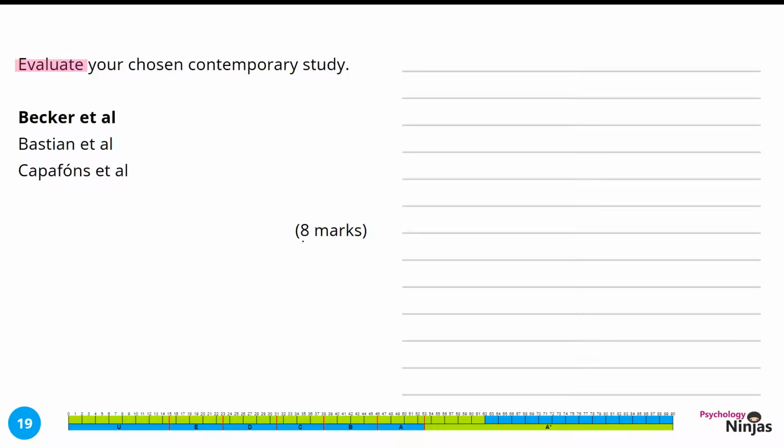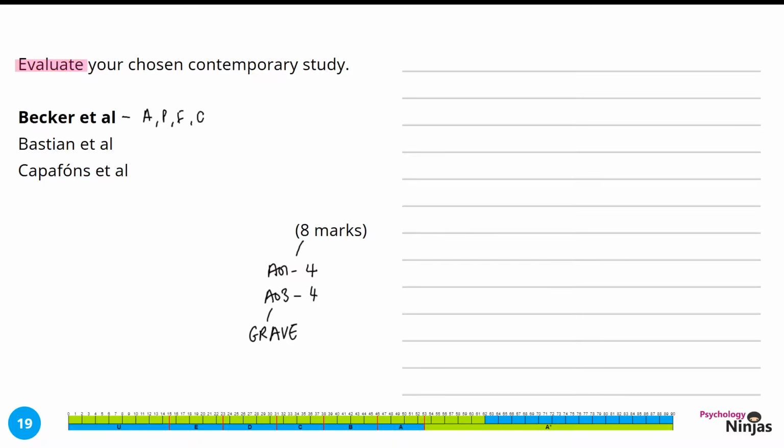Our 8 marks are split into 2 different assessment objectives. The first is AO1. There's 4 marks for this, and this is all about our knowledge of our chosen study. For Becker et al., we're going to need the aim, procedure, findings and conclusions for that study. We're then going to evaluate that study, giving strengths and weaknesses. When we're looking at studies, we tend to want to evaluate using the acronym GRAVE. This enables us to use lots of different terminology and show off our psychological knowledge.